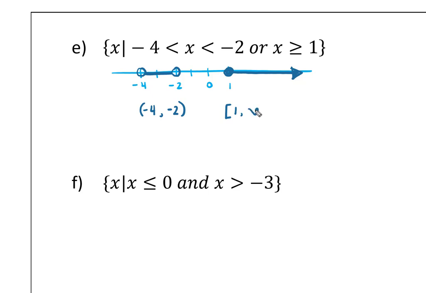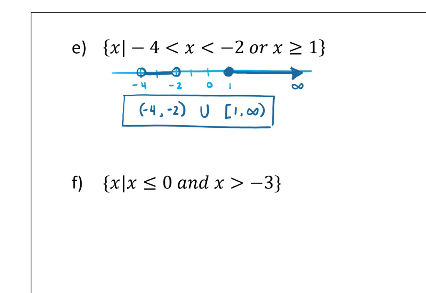And I'm going to go all the way to infinity. That's not on my number line, but you can put it if you want. Now, I have two intervals here. I need to join them with a union symbol. And I always use a union symbol if I have two different intervals joined by the word or.